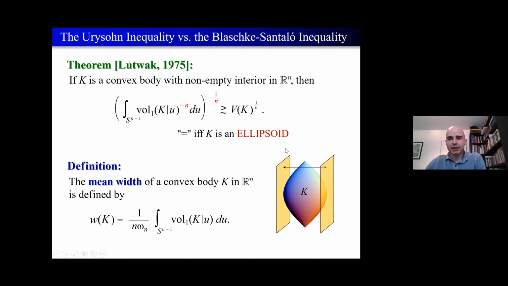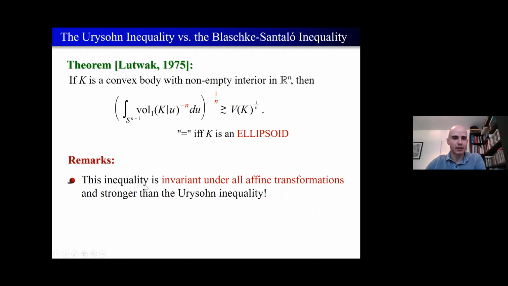And something unexpected also happens. This quantity now becomes an affine quantity. And so I think I have this as a remark. So this is again an affine isoperimetric inequality. It is stronger than the Urysohn inequality. I mentioned this already in the sense that you can estimate this against the mean width simply by applying Hölder's inequality.